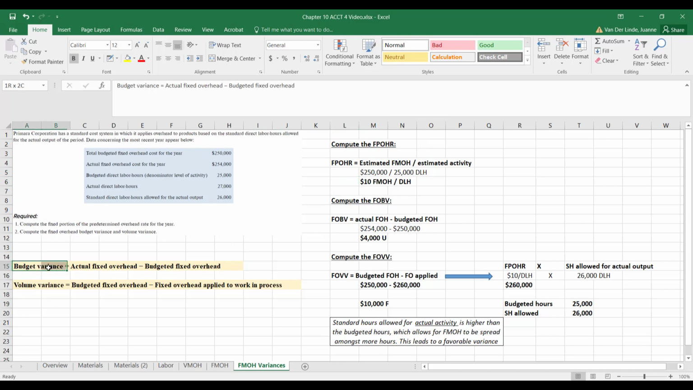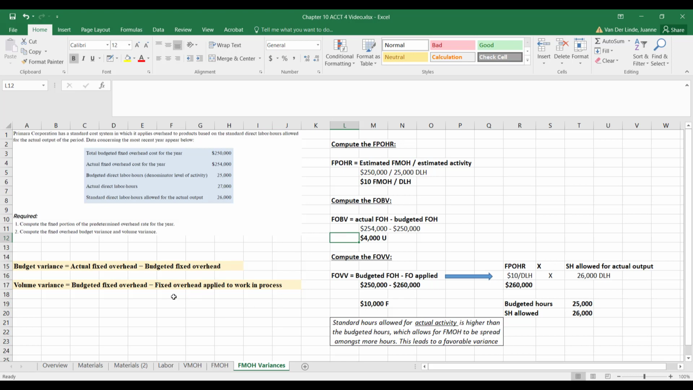So the first variance we'll find is the budget variance. Your budget variance is really the easier one of the two to calculate. It's just your actual fixed overhead minus the budgeted fixed overhead. So what's our actual fixed overhead here? Well, they tell us it's $254,000. So we're going to compare that to the budgeted fixed overhead, which is $250,000. So here there's a difference of $4,000. And we're going to label this as unfavorable because anytime your actual costs are more than the budgeted costs, that is unfavorable. So we spent more on fixed overhead than what we budgeted for. So that's a $4,000 unfavorable fixed overhead budget variance.